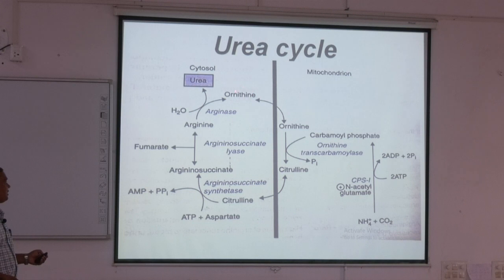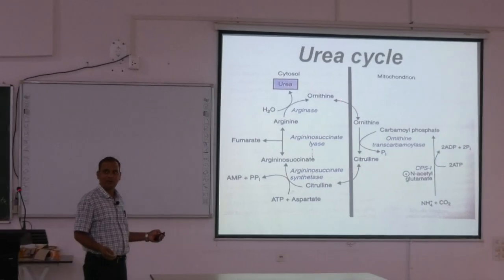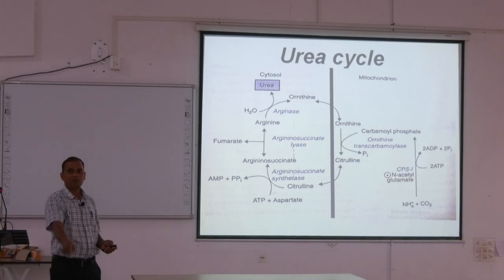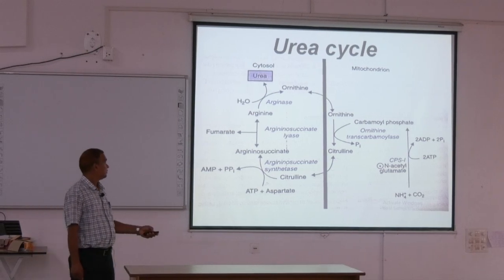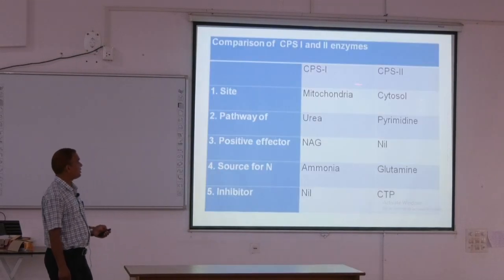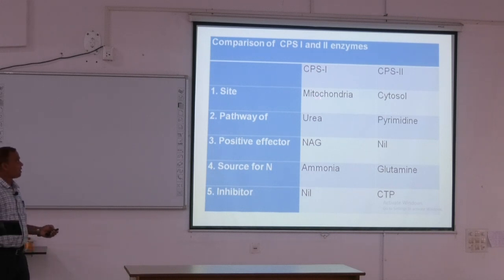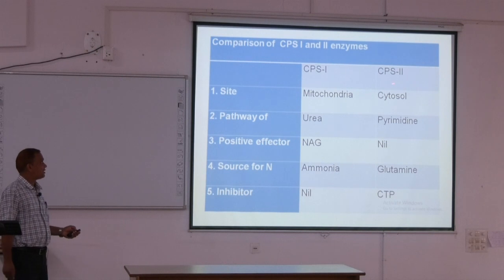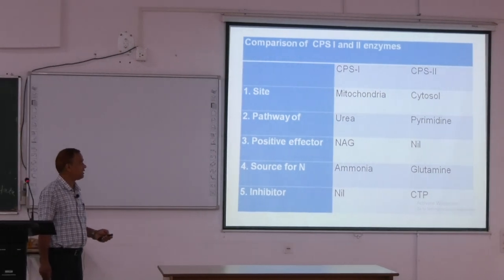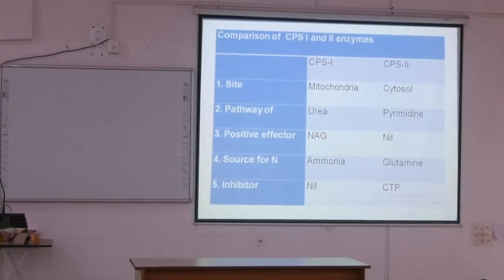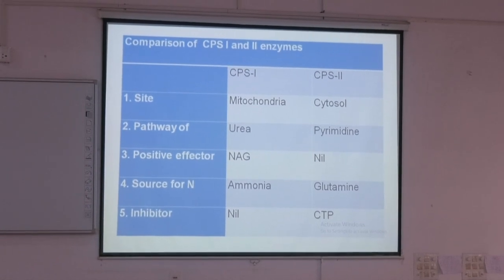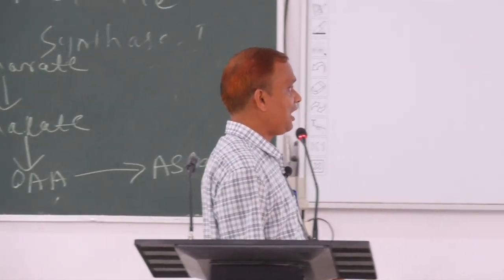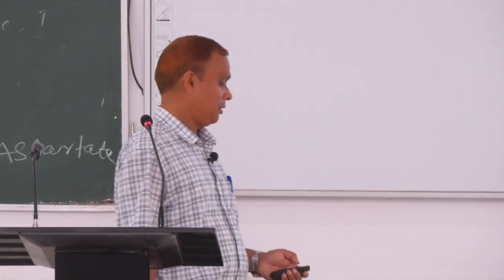Okay, now urea is synthesized, and the ornithine will again enter the mitochondria to form another urea cycle. I told you CPS1 and CPS2. CPS1 is mitochondrial, for the urea cycle. CPS2 is cytosolic, for pyrimidine synthesis. N-acetyl glutamate will increase the rate of reaction, it is a positive effector for the urea cycle. And the source of nitrogen is from ammonia for CPS1, and for CPS2 it is from glutamine.